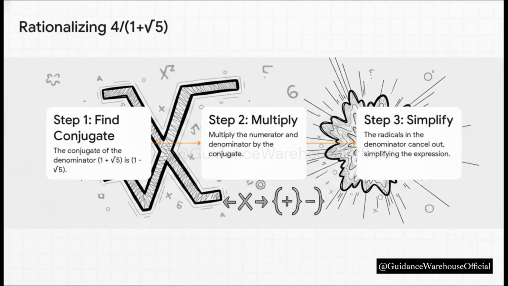We've got 4 divided by 1 plus the square root of 5. The conjugate of the bottom is 1 minus the square root of 5. So we multiply the top and the bottom by that. Now watch the denominator. 1 times 1 is 1. The outer and inner terms, negative root 5 and positive root 5, cancel each other out completely. That's the trick. And the last terms give us minus 5. So the new denominator is just 1 minus 5, which is negative 4. The radical is totally gone. We do a little simplifying and we get our beautiful final answer.